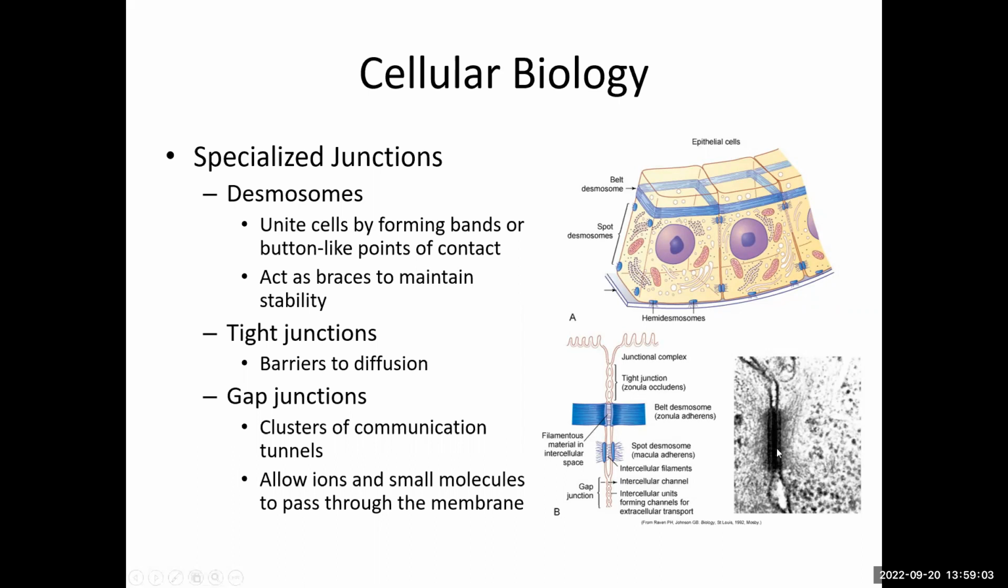Then we have gap junctions, and this is where we have a small gap in our cell membrane where we have these coming together. You can see this gap here and this gap here. This is going to allow for smaller molecules to pass through the membrane, and these can act then as communication channels, and we can then get information from one cell to the next.